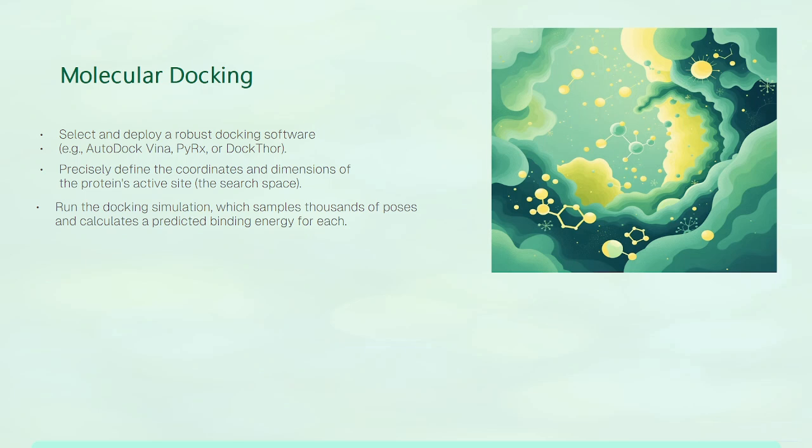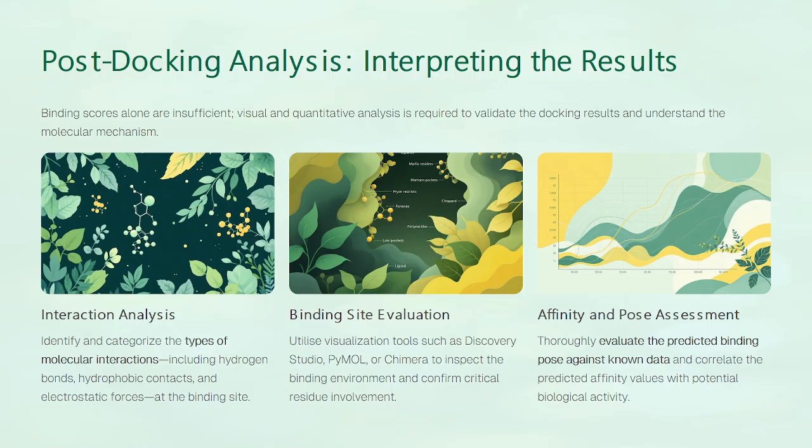For molecular docking, we can use AutoDock, Vina, PyRx, Dock, Desmond, etc. Molecular docking precisely defines the coordinates and dimensions of the protein's active site, the search space or pocket. Then run the docking simulation, which samples thousands of poses and calculates the predicted binding energy of each ligand. After the docking procedure, we must interpret our results.